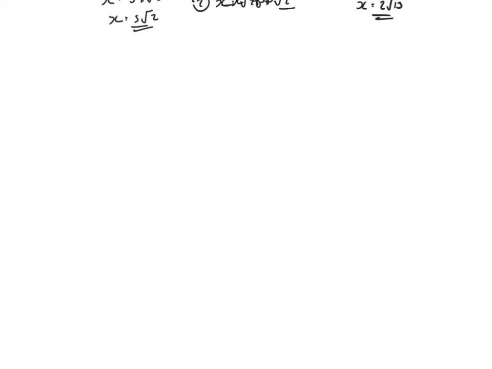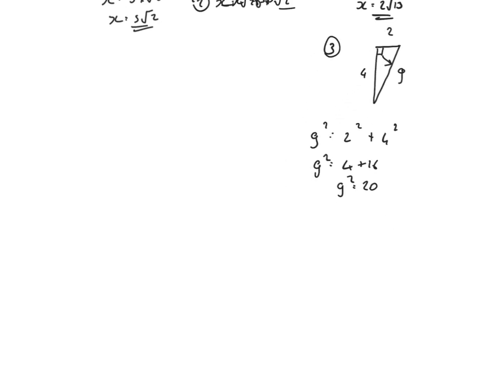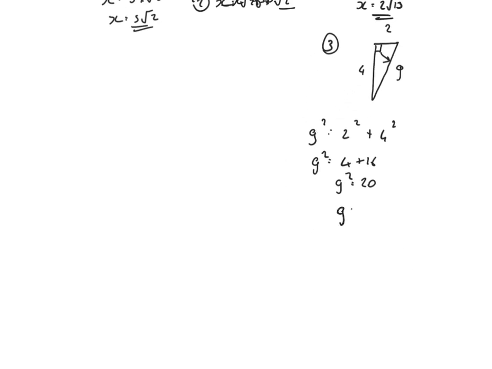Okay, example 3 then. Let's go for this one. Look at 2 and 4. There's the right angle. I'm going to call it g this time. Okay, that's the hypotenuse. So the square of the hypotenuse is equal to the sum of the square of the other two sides. Okay, so g squared equals 4 plus 16. g squared equals 20. g is going to be equal to the square root of 20.